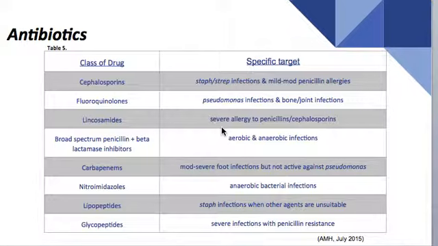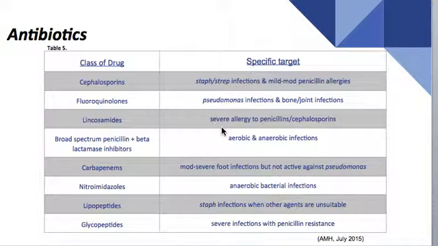The following classes of antibiotics are used widely for soft tissue and skin infections and have all been shown to have no difference with respect to the infection outcome and rate of amputations. Each class of drug has a different mode of action and specifically targets certain organisms. So cephalosporin is indicated for staph and strep infections, and in people who have mild to moderate penicillin allergies. Fluoroquinolones are indicated for Pseudomonas infections as well as bone and joint infections.